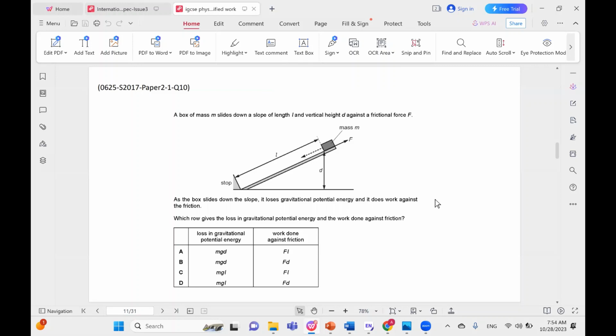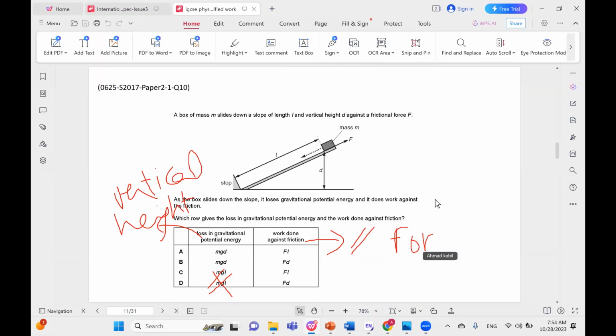The first concept is that you should understand that gravitational potential energy has to do with vertical height, not distance traveled. So you're looking for something that has to do with the letter D, not the letter L. So C and D are automatically discarded. And work done has to do with being parallel to the force. So the distance and the force have to be parallel to each other. So the correct letter here is letter L because L and F are parallel to each other. So we disregard FD as well.